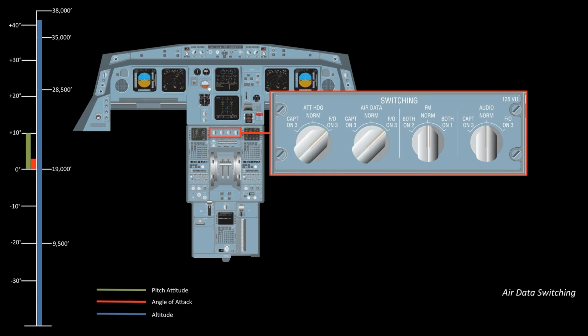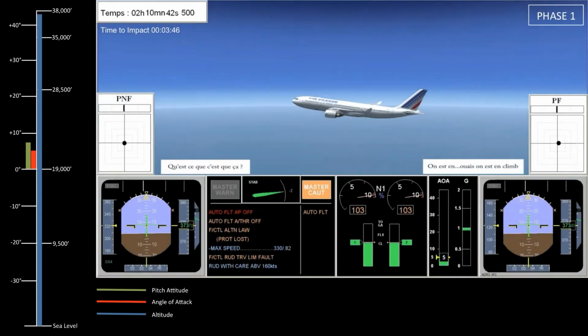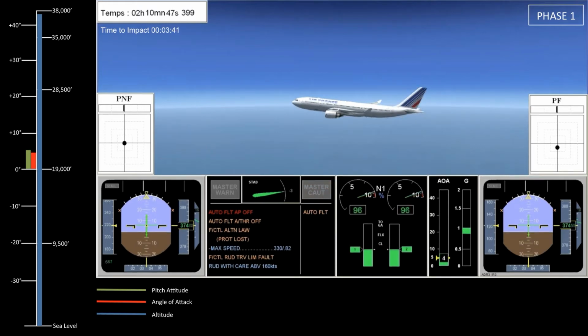At 02:10:42, the flight directors appeared for a split second, then disappeared again, momentarily providing guidance to maintain the current rate of climb of 1,400 feet per minute. 5 seconds later, the flight directors again reappeared for a more prolonged period of 53 seconds, with the guidance again to maintain the current vertical speed of 1,400 feet per minute.